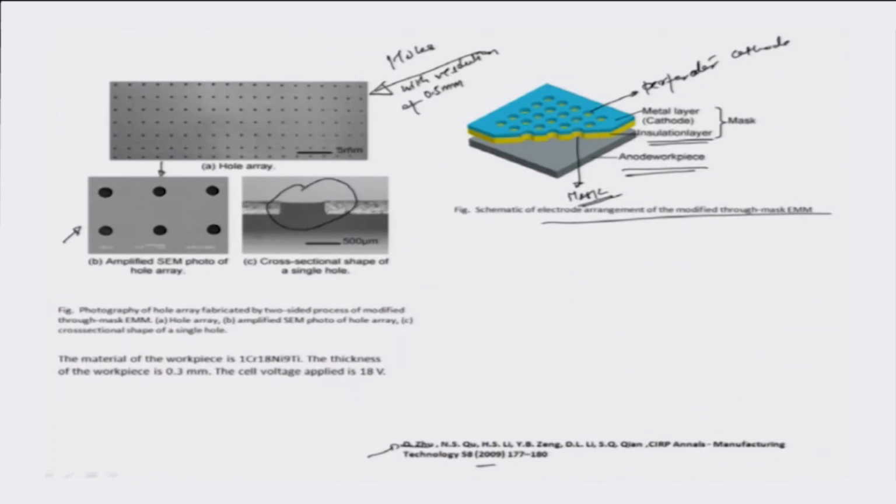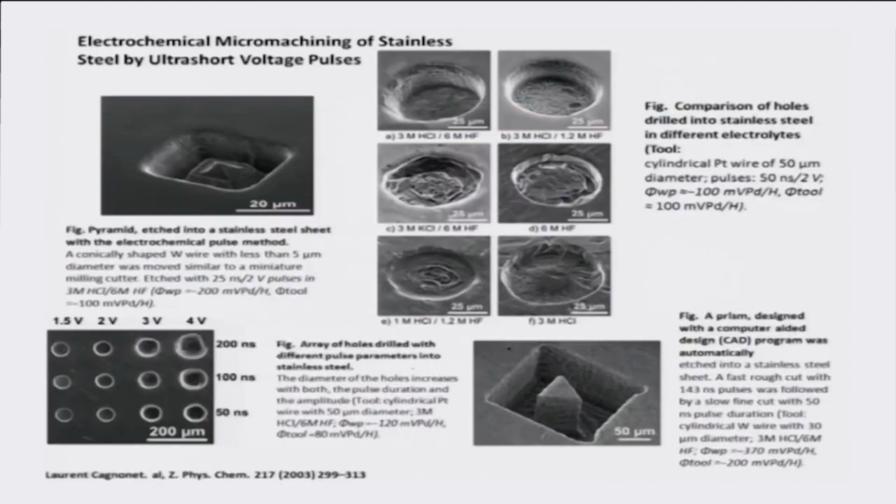So, the work material in this case, which is made the anode, is the workpiece, which is a chromium alloy, 18 chromium, 9 nickel, titanium. The thickness of the workpiece is about 0.3 millimeters, that is about 300 microns, and the cell voltage that you are applying to do this machining here is 18 volts. So, this gives you some feeling of the kind of voltages, resolutions and hole diameters that you can achieve with different workpieces.